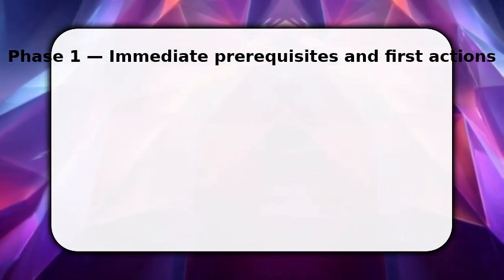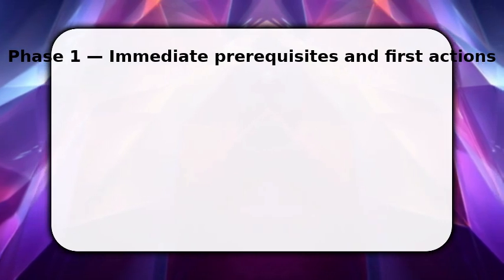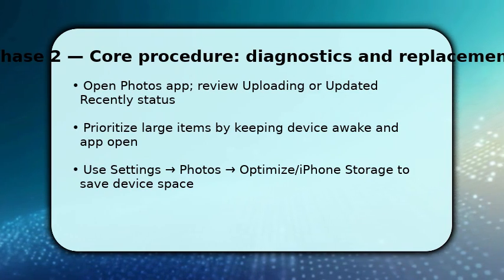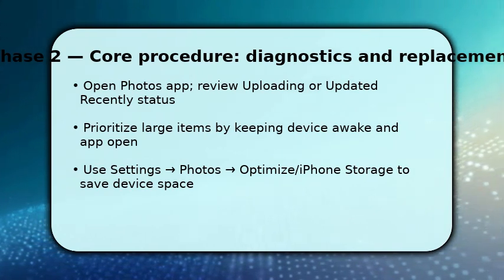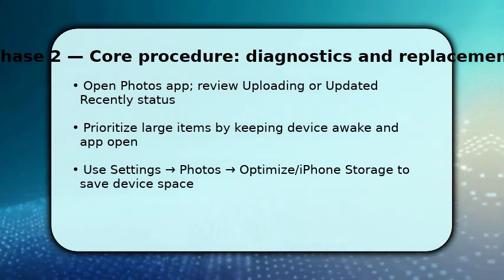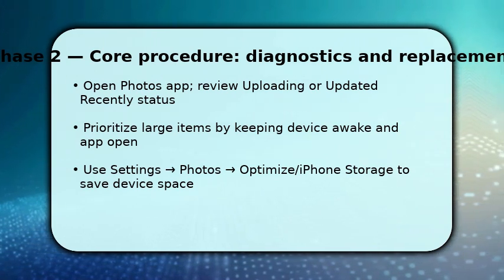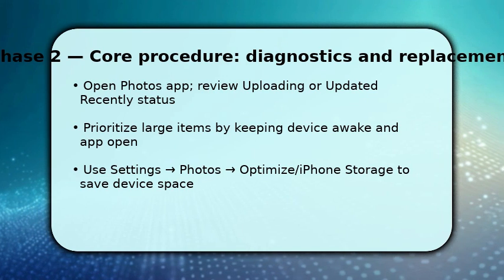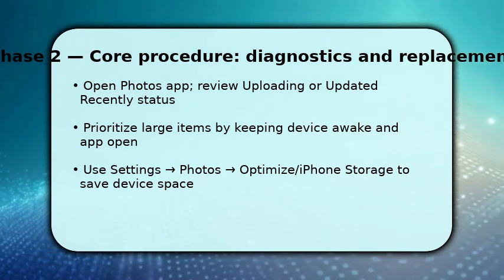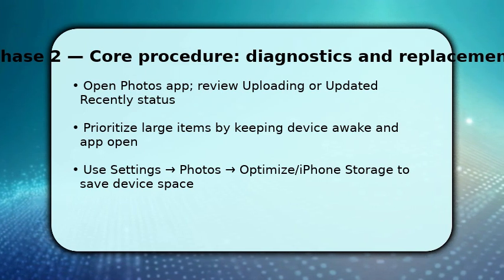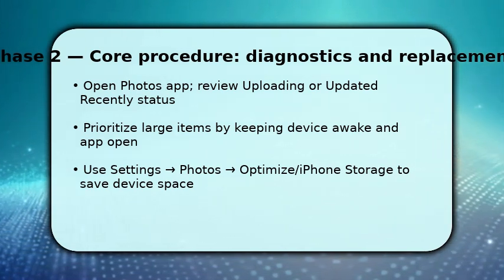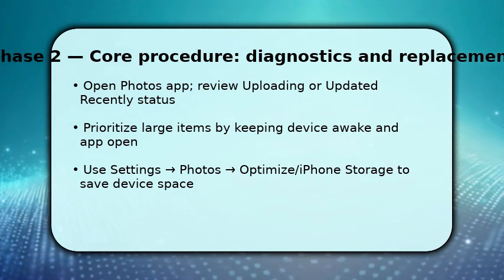Now, you'll handle the more detailed execution to keep sync progressing. Open Photos and scroll to the bottom to see uploading, paused, or updated recently. That tells you what's pending. If many large videos or RAW files are queued, keep the app active and the screen unlocked to let background transfers finish faster. Make sure Optimize iPhone storage is set if device space is tight. This reduces local file size, while originals reside in iCloud.